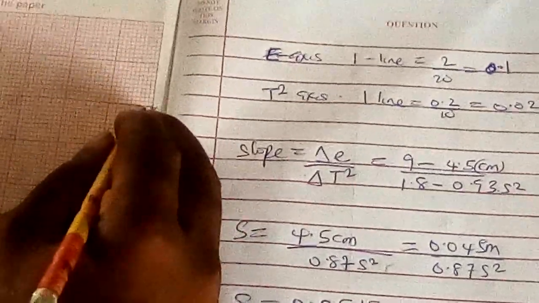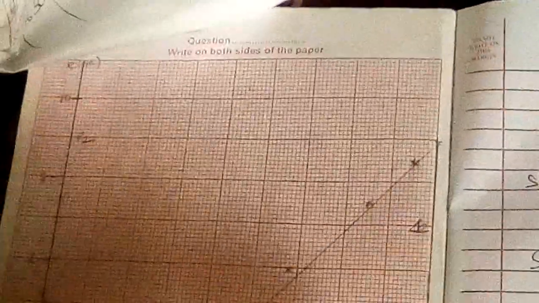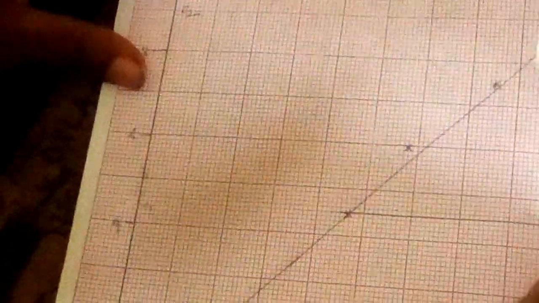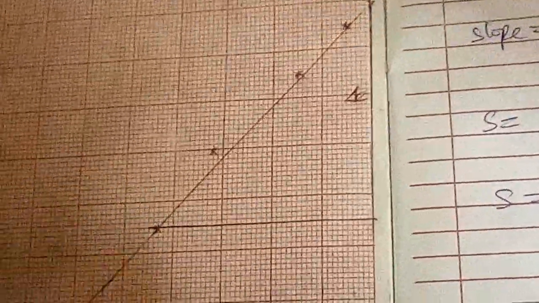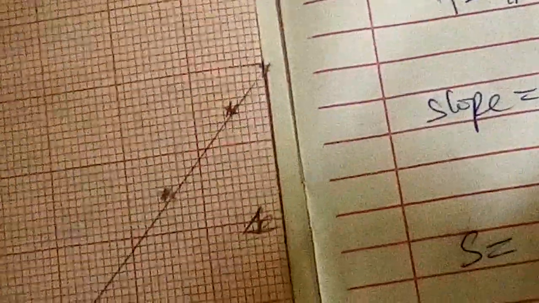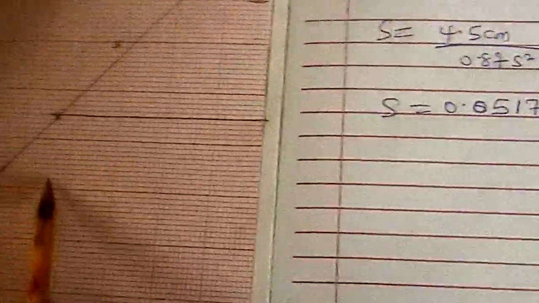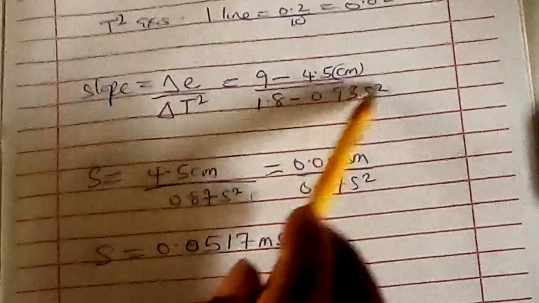The value here will be our E1. Change on E axis all over the change on T squared axis. So we'll take the first value of E, read it off here, which gave us 9. The second value of E, we move down there, which gave us 4.5. Then T squared, the first value is 1.8. The second value is 0.93. So we now solve it out: 9 minus 4.5 gives 4.5.